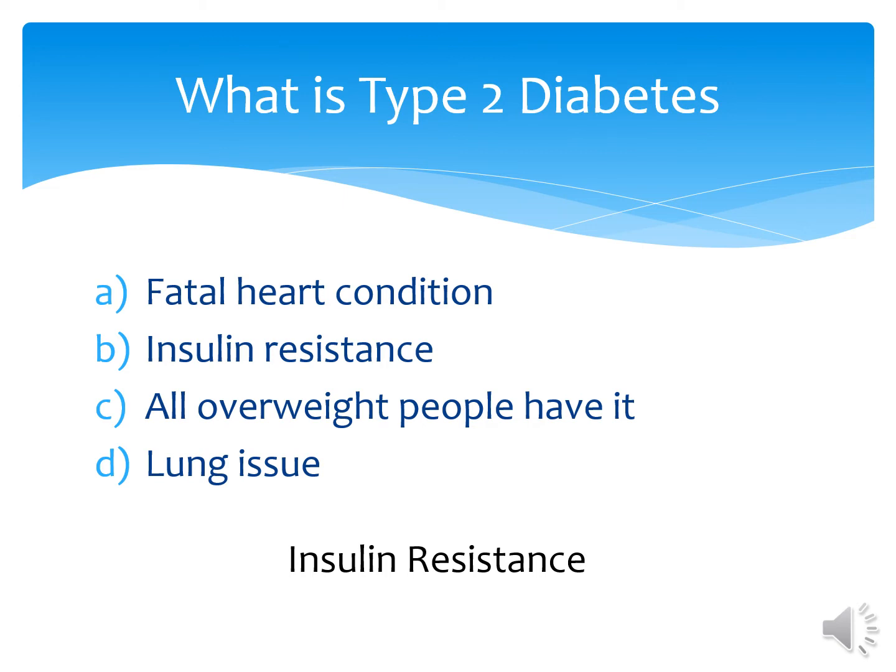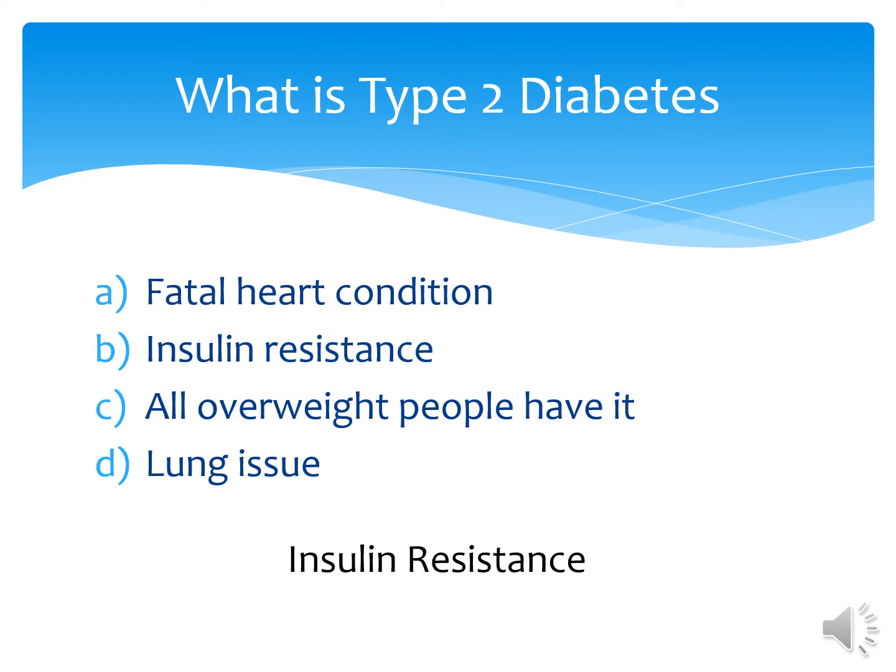Here is the next question. What is type 2 diabetes? A, a fatal heart condition. B, insulin resistance. C, all overweight people have it. D, lung issue. If you answered letter B, you are correct. Type 2 diabetes is insulin resistance.